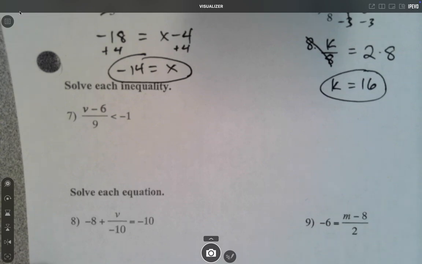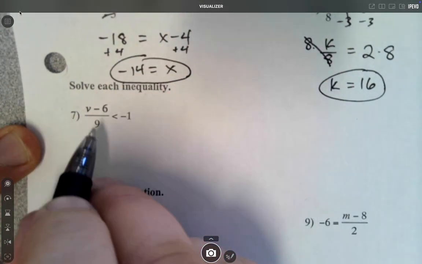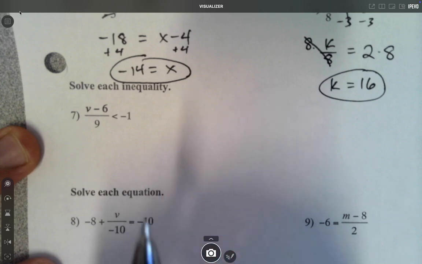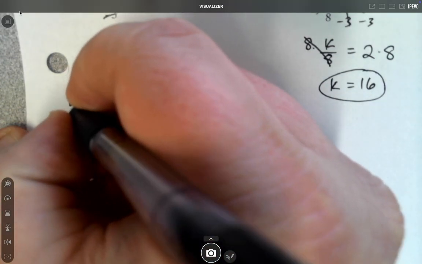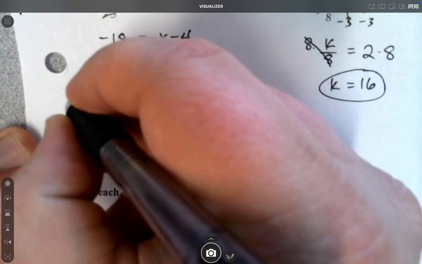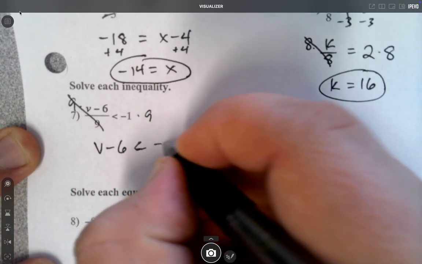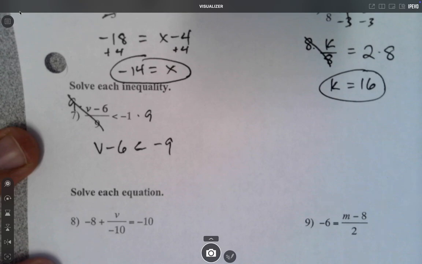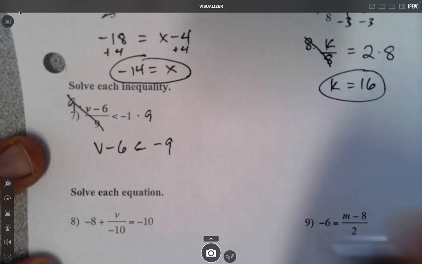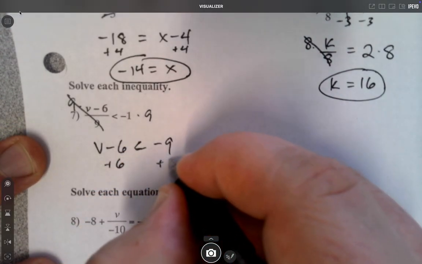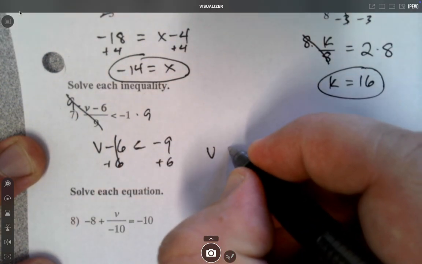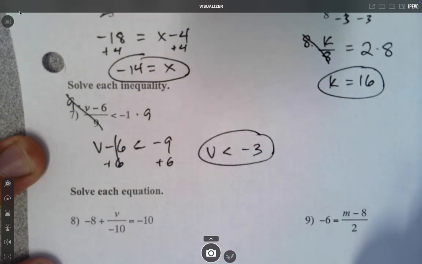Okay, got another one where we've got a big fraction. So again, when the whole side is a fraction, the first thing you should do is multiply both sides by its denominator. So multiply both sides by 9. We get v minus 6 is less than negative 9. Then we add 6 to both sides. And we get v is less than negative 3.